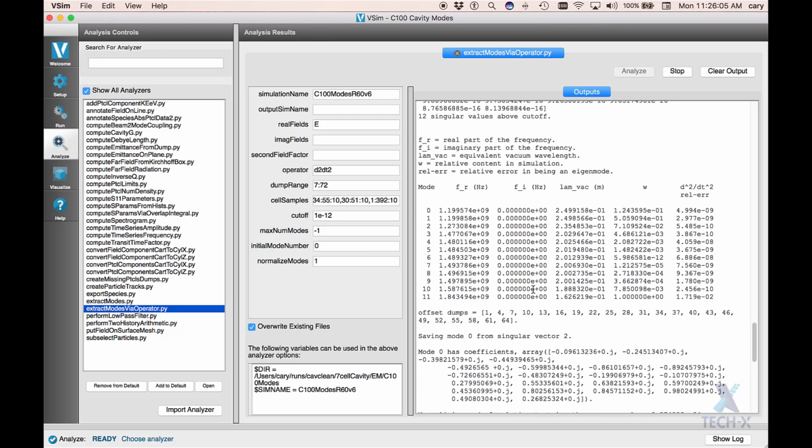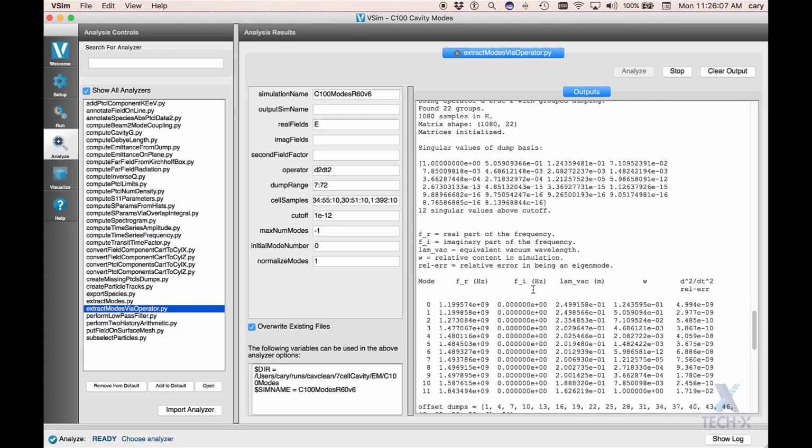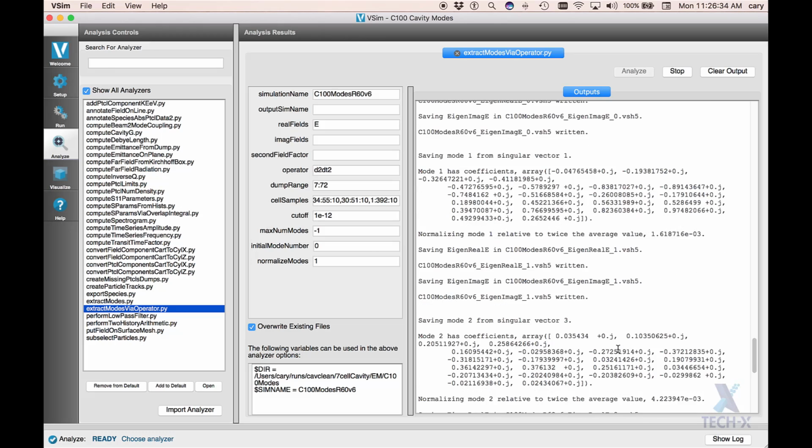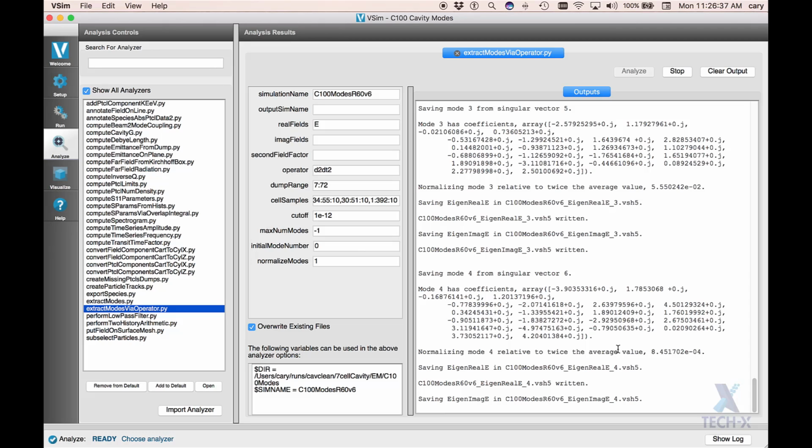So what is happening now, after having found the frequencies of the modes, is that this analyzer is now computing the coefficients that one uses to combine the dump files to find the modes. This does take a little while. As you can see, at the present time, we are saving mode 4.